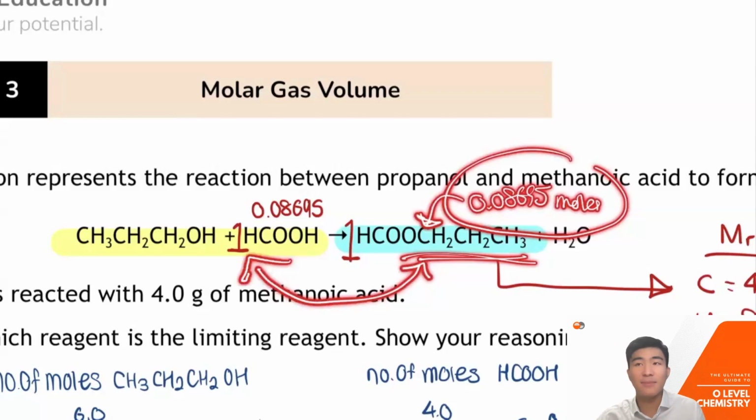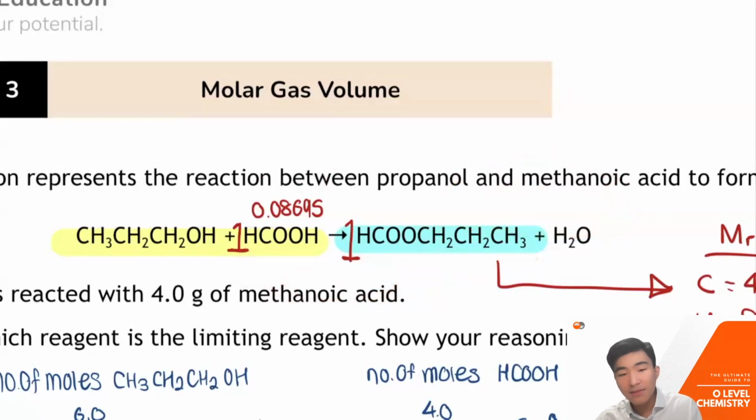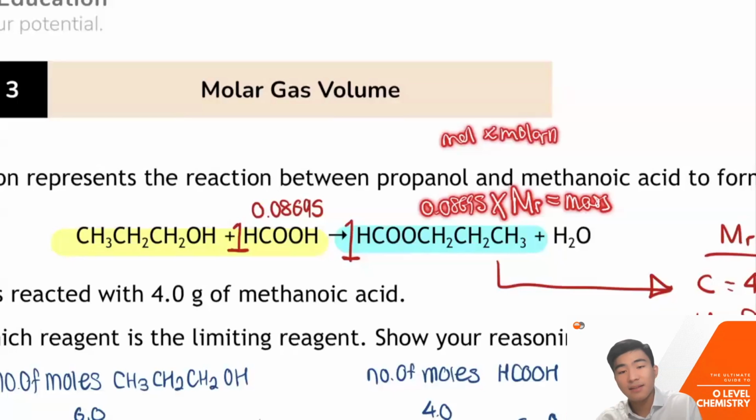Okay, mass is different. Mass, because individual elements have individual different masses. So if this is 0.08695 multiplied by its Mr, I can get the mass. Okay, remember: mole times molar mass gives you mass.